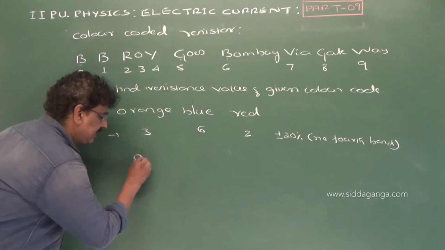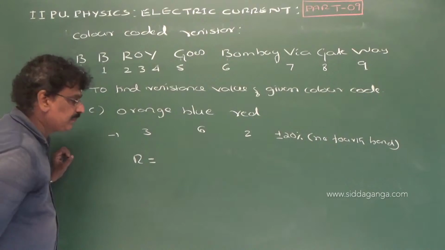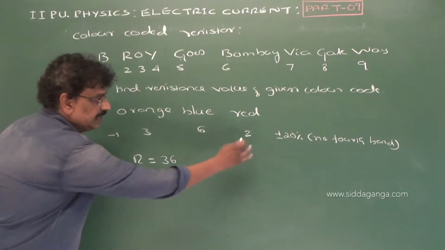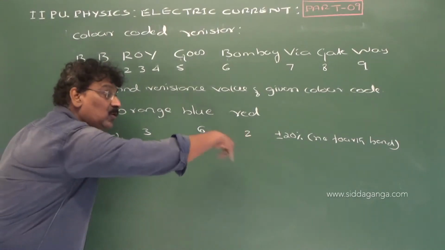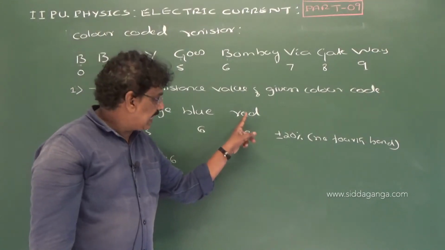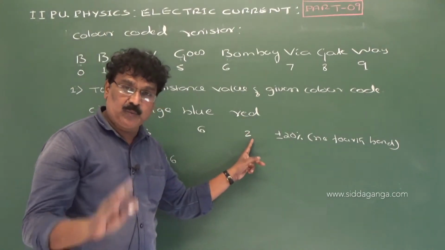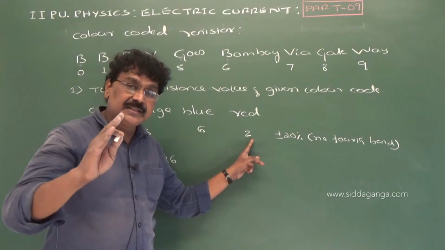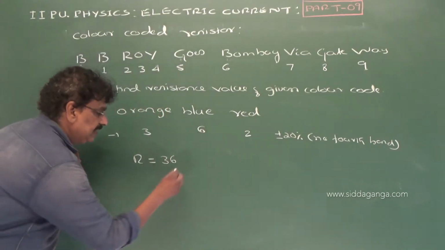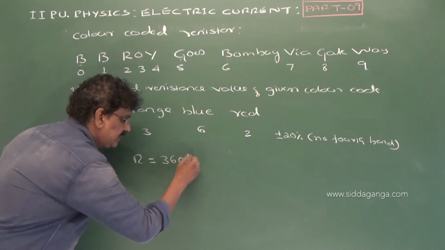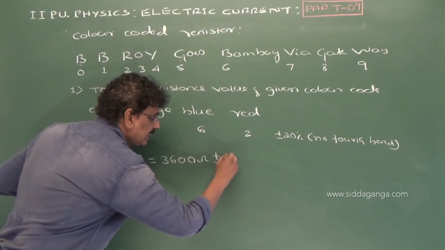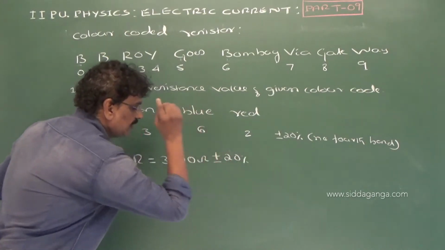Now let us write the resistance value. R is equal to 3, 6. 2 means it is not 2, 2 zeros, that you have to remember, right? Here the red is representing 2, right? That means the 2 zeros have to be followed after the second digit. 600 ohm plus or minus 20%.